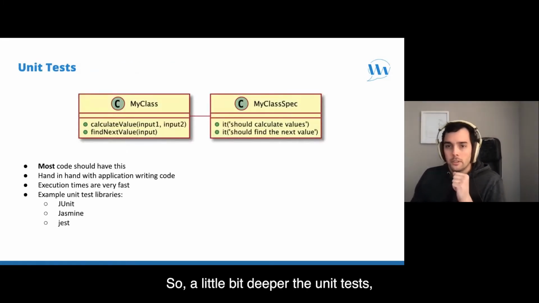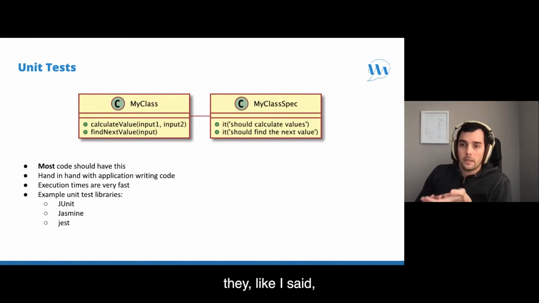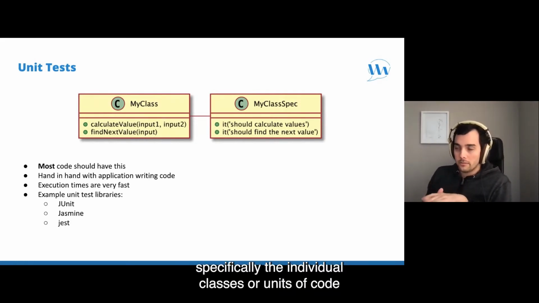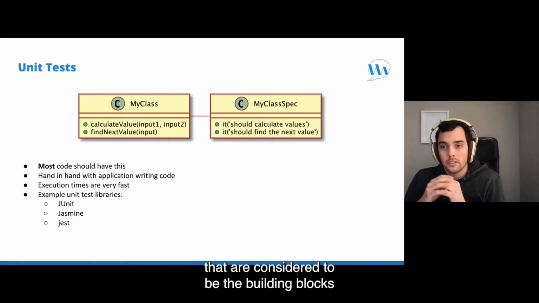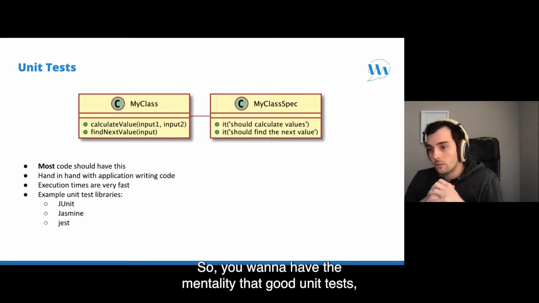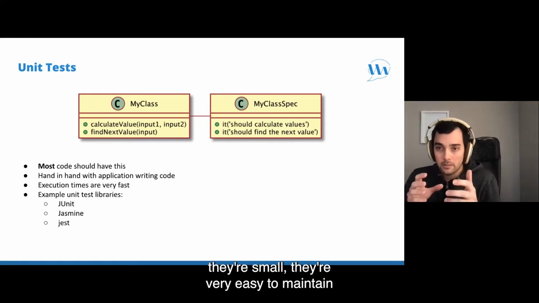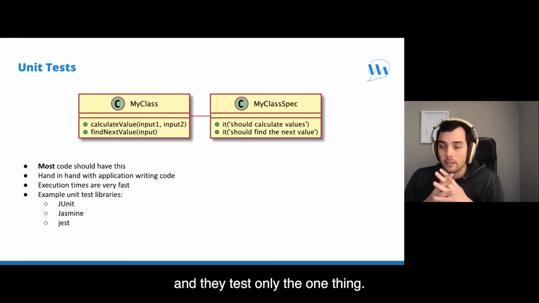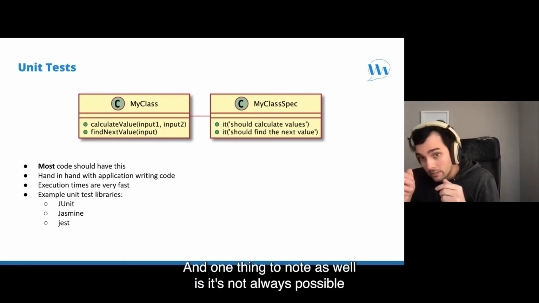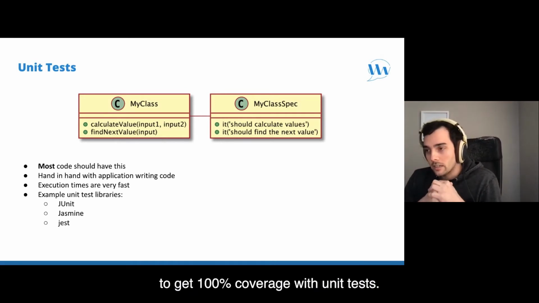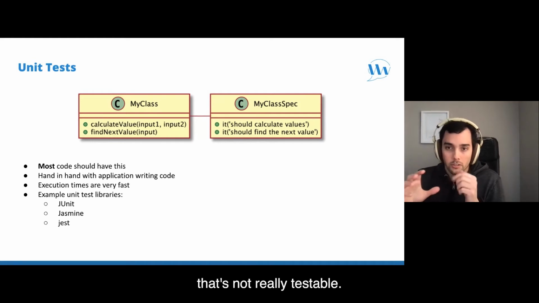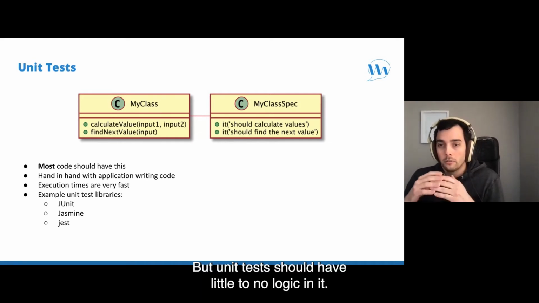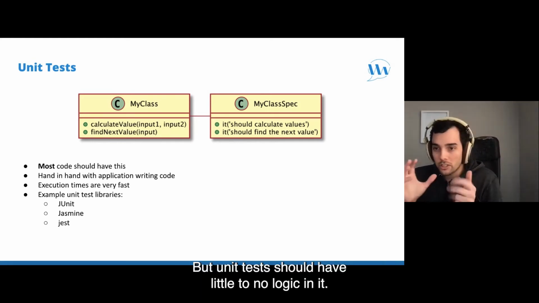So, a little bit deeper into unit tests. Like I said, they maintain the behavior of the code itself, specifically the individual classes or units of code that are considered to be the building blocks of your application. You want to have the mentality that good unit tests are small, very easy to maintain, and test only one thing. One thing to note as well is it's not always possible to get 100% coverage with unit tests. There may be a few instances where you have code that's not really testable, but unit tests should have little to no logic in them.